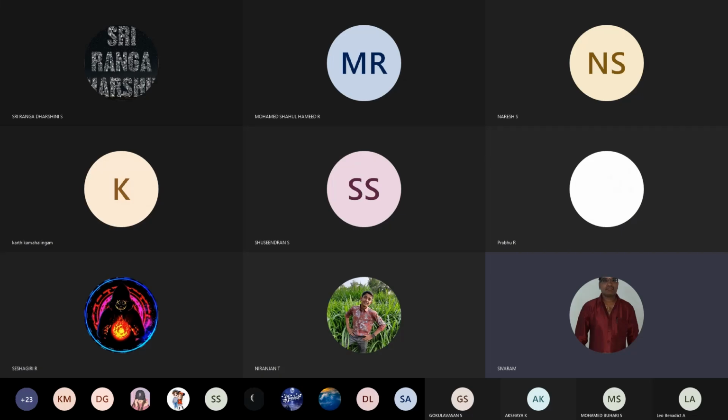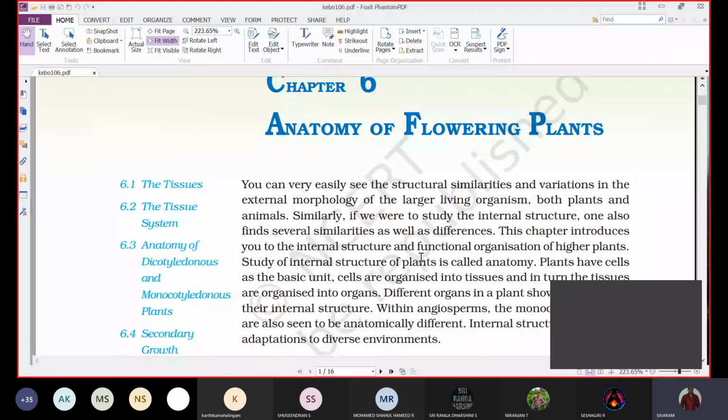Of a flowering plant. That is the anatomy of a flowering plant. That is the internal structure. The tissues, the different types of tissues, their arrangement and their function, and how they are formed or developed.